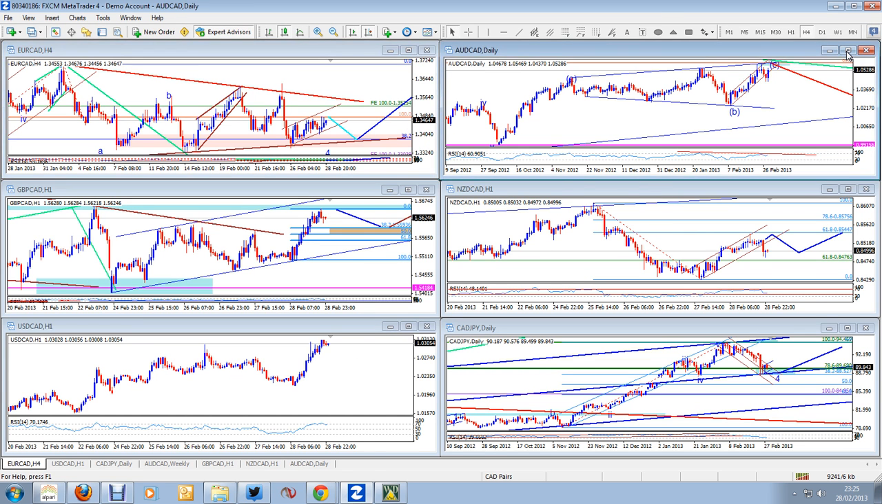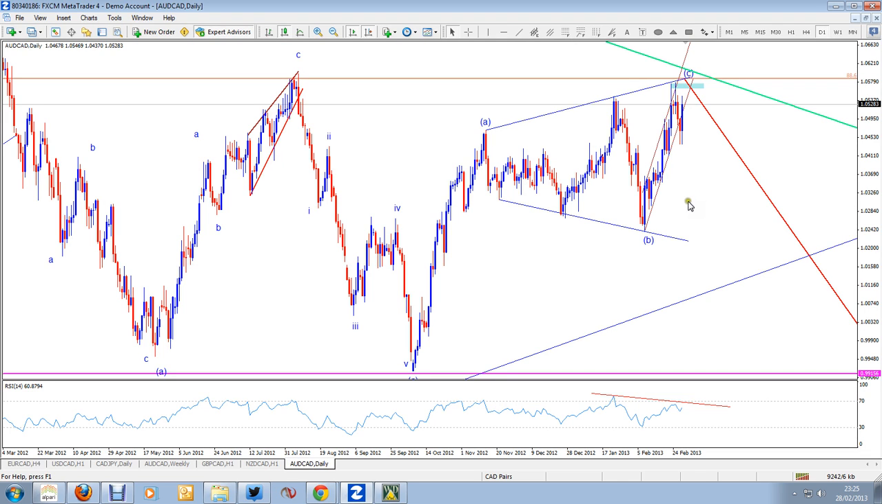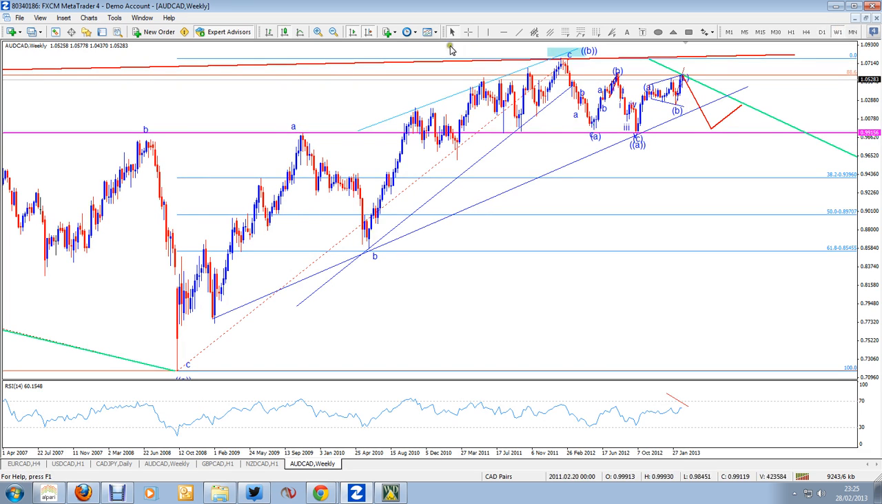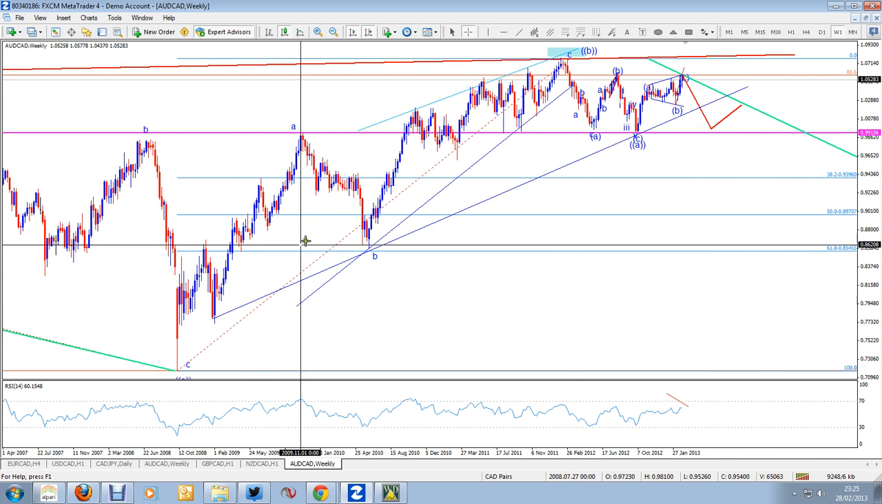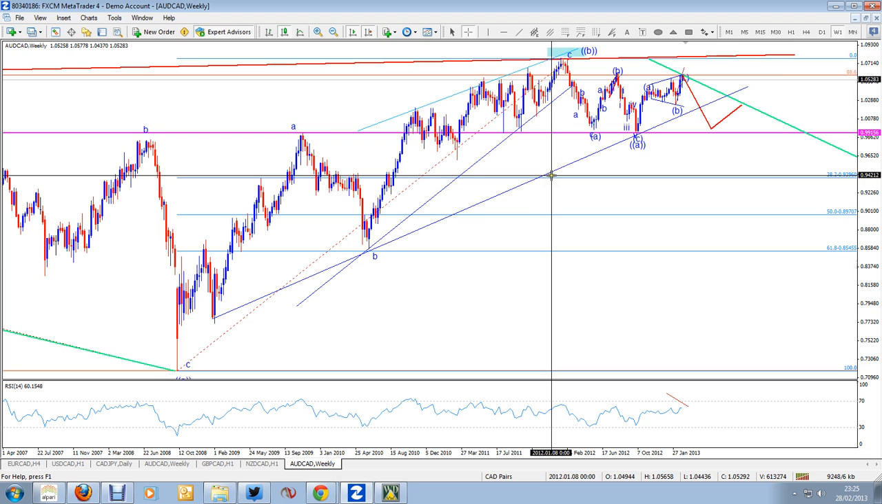We'll look at the Aussie CAD. Now for the Aussie CAD, what we have is this: A, B and C, and that one is ending up in a diagonal. So now I think we should get wave A, B and C like that. So we should get a retracement of this leg, and I'm looking for minimum 38% retracement. That will bring us to 94.